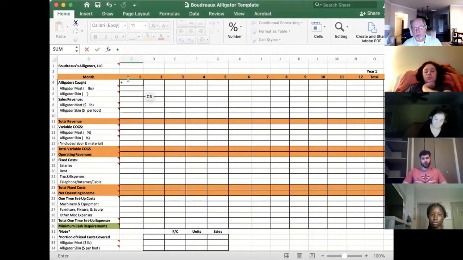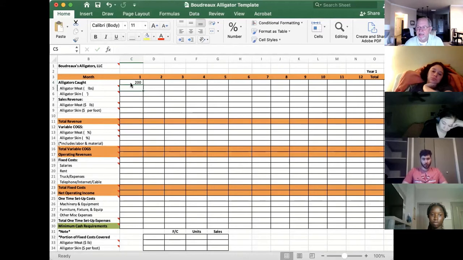So we know there are 5 boats times 2 alligators each times 20 days. So he's going to catch 200 alligators. Now it's important later on, you're not going to remember how you came up with those figures, so you're going to show me the calculations. Now, what he said was he was going to do exactly the same thing.